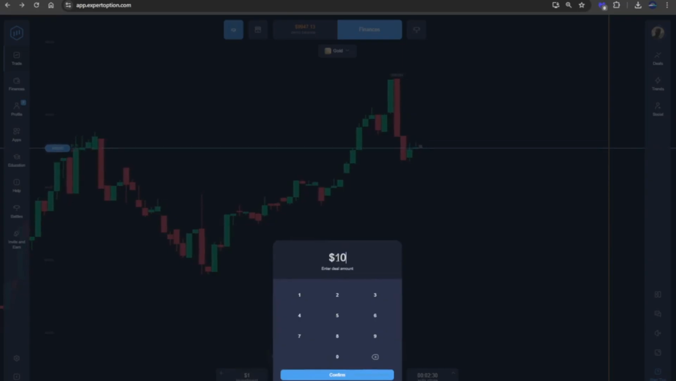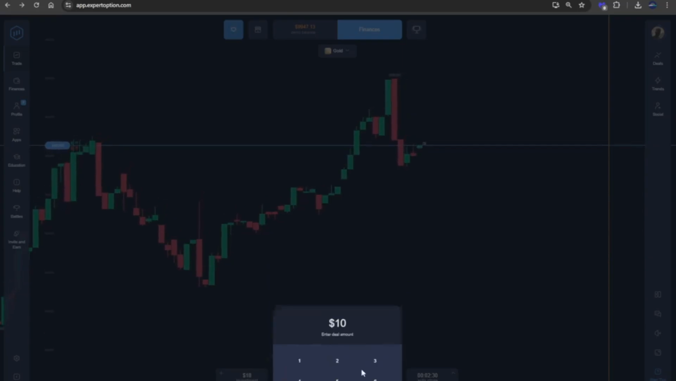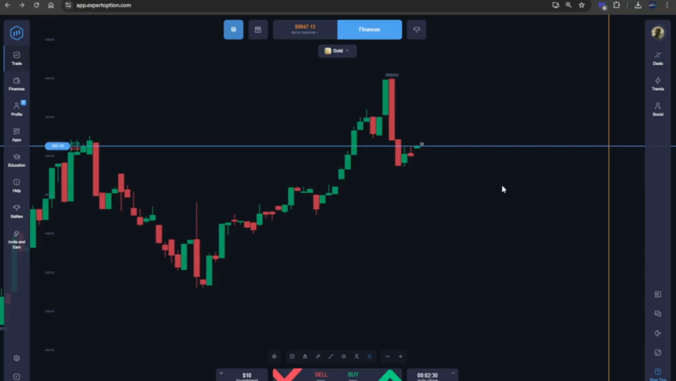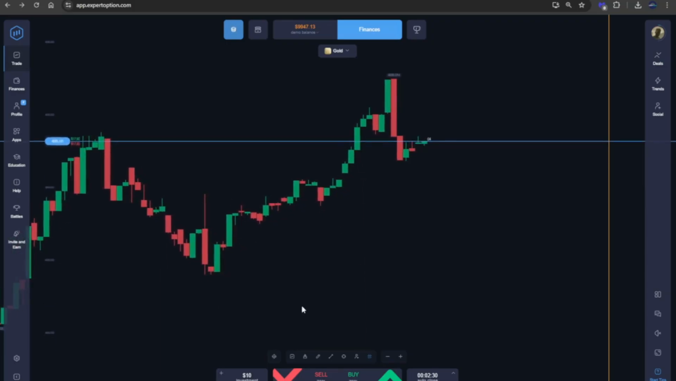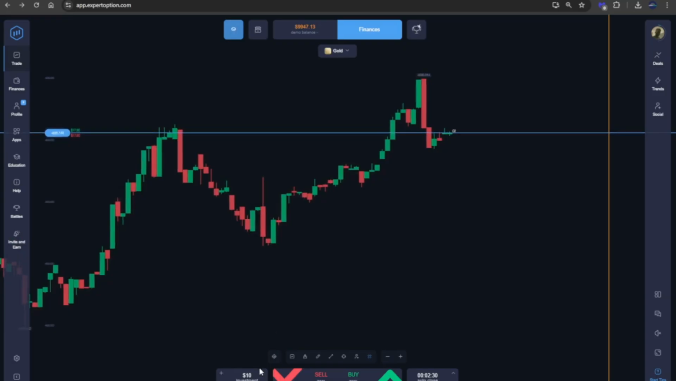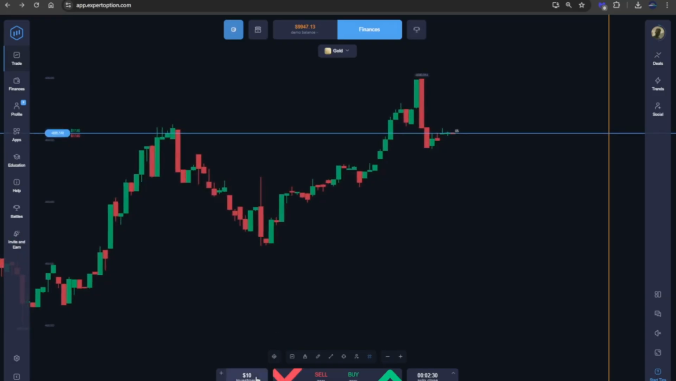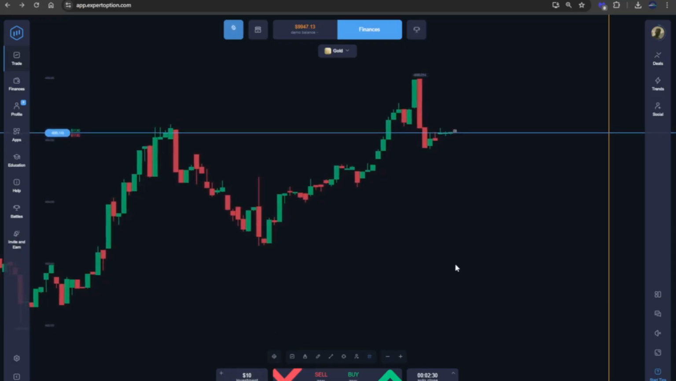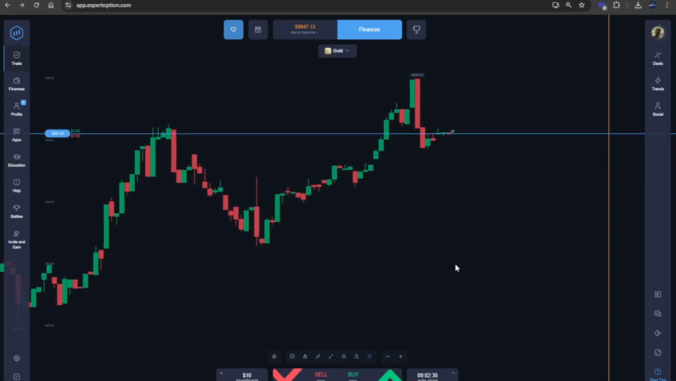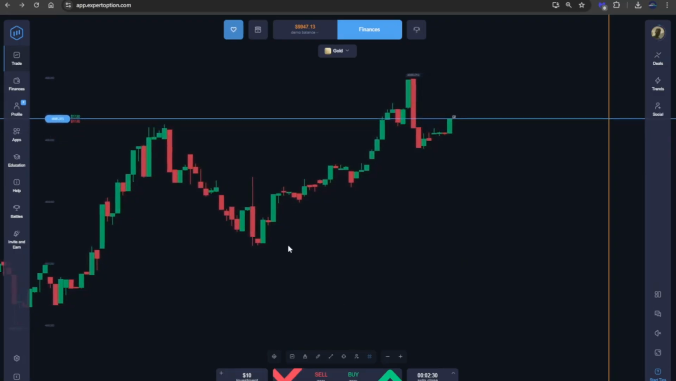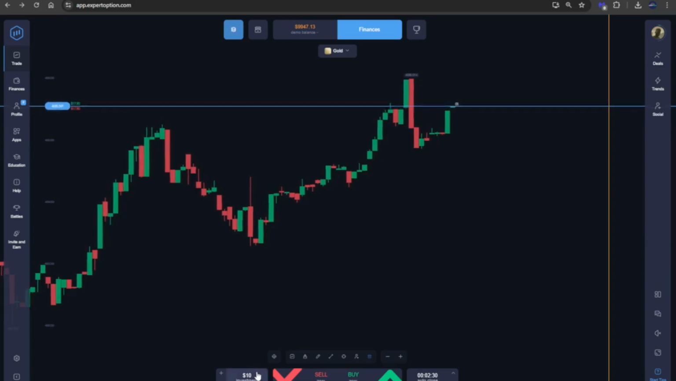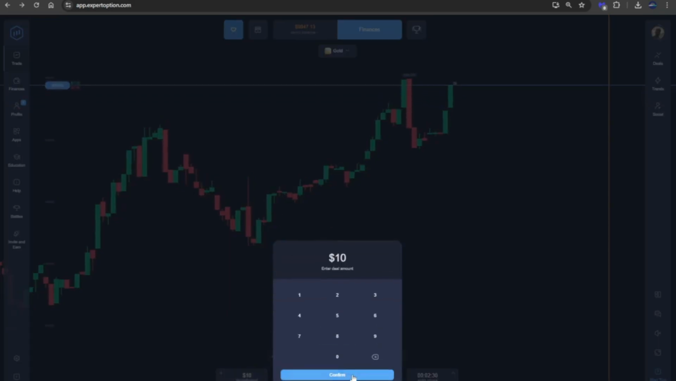Investment or trading amount, set that to $10. Again, this is a demo account right now. I'll just go ahead and test out how everything works, and then I'll switch over to the live side with real stakes. Yeah, confirm.